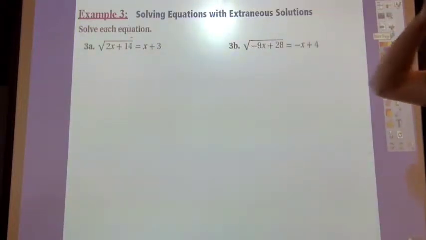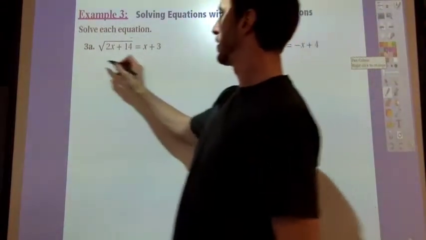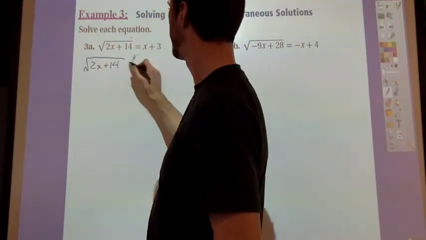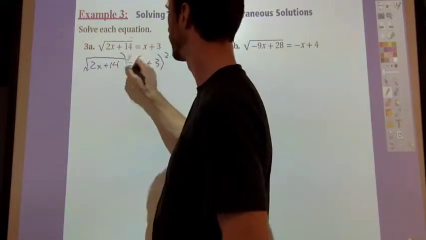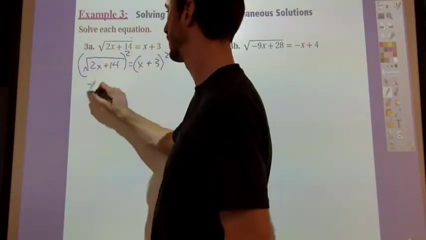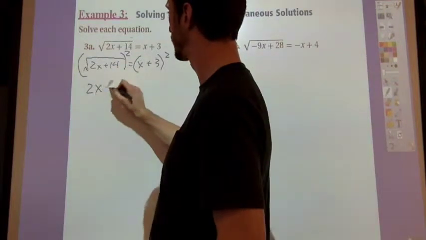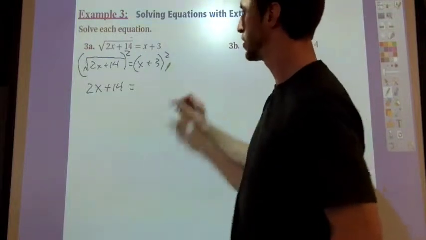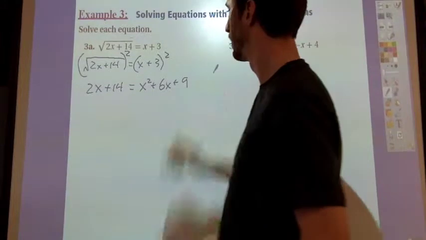All right, these lovely problems are for you to do by yourself. And let's get to it. So this is the square root of 2x plus 14 equals x plus 3. So I'm going to go ahead and square both sides right off the bat. That gets rid of this radical. I have 2x plus 14 equals, now this is x plus 3 squared. So it's going to be x squared plus 6x plus 9.